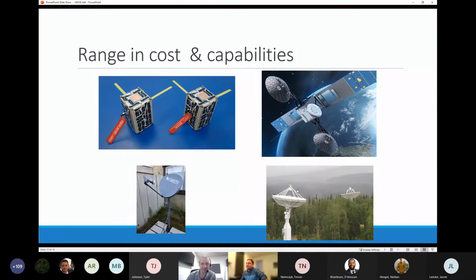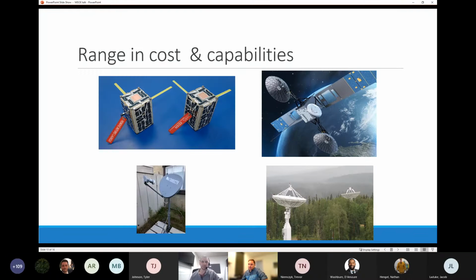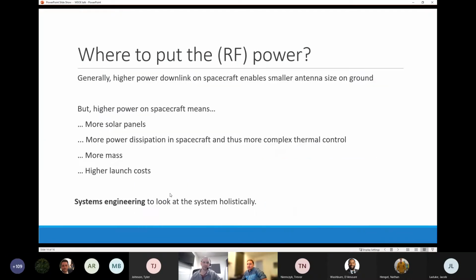And so how do you optimize cost? How do you minimize your costs? So again, the example here is where to put the power. If you want to put more power on the spacecraft, you could get away with this DirecTV antenna, for example. But more power on the spacecraft means more solar panels. And more power in general is more power dissipation. So electronics will have finite efficiencies where not all the power is actually used. A lot of it turns into heat.